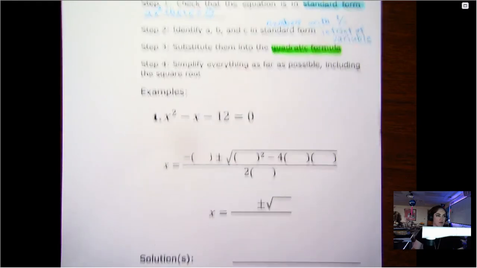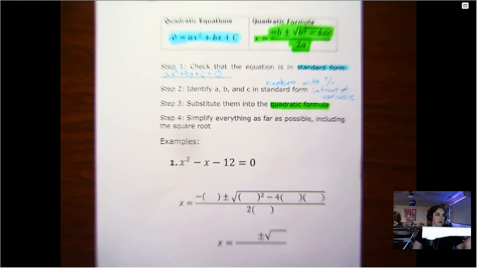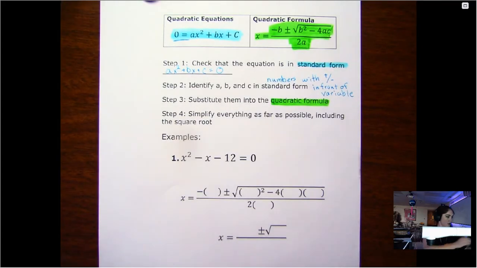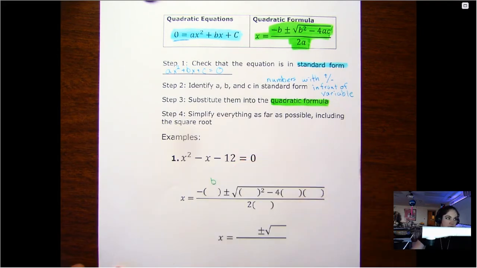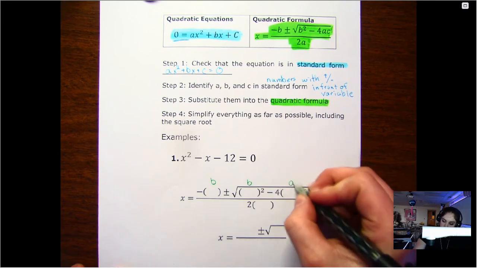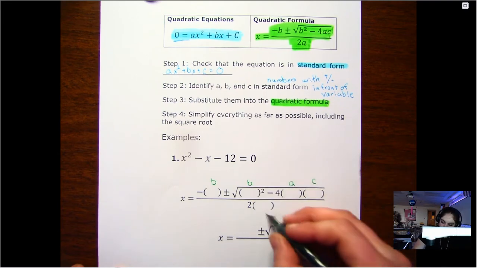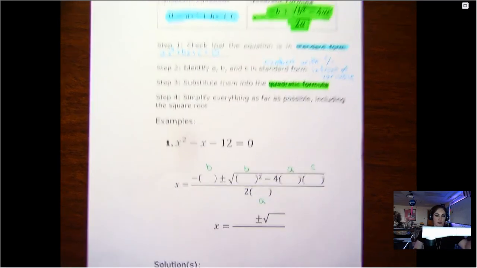So let's look at our first example right here. I'm going to zoom out so that we can see the quadratic formula. And what I'm going to do is copy down the quadratic formula to right here first, so I know what I'm filling into each of my spots. So there we go. Now I can zoom back in.